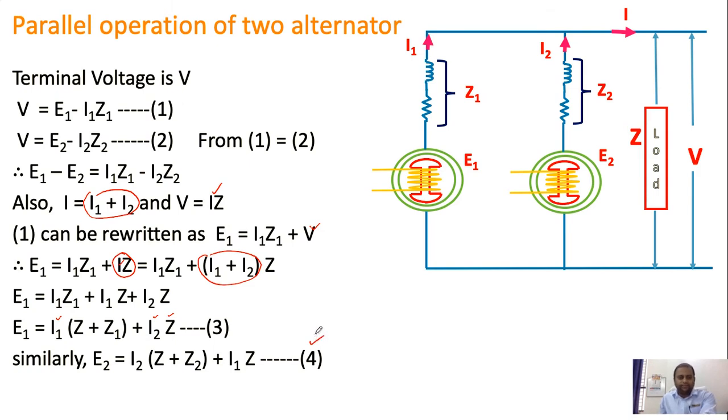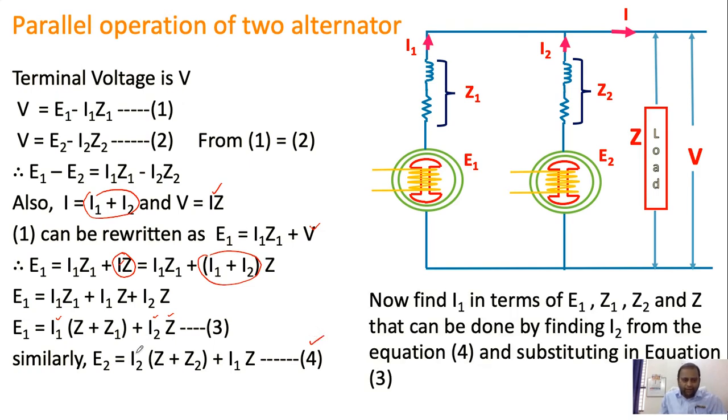Note this down. Now, we have to find I1 and I2, but these are very clumsy. All the parameters are over here. So to find I1 in terms of E1, Z1, Z and Z2, what can be done is, first find I2 from equation 3, and then substitute in equation 4 and equation 3. So find I2 from here, and then substitute that I2 in this equation 3. So all the terms will be in I1, Z, Z1 and E1. Then you can solve it.